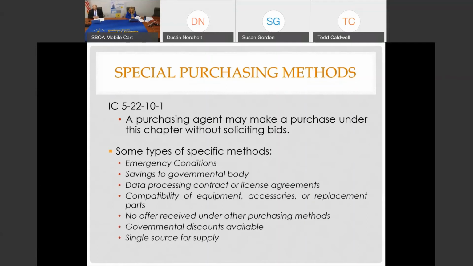If there were no offers received under other purchasing methods, when the market structure is based on price, but the government is able to receive a discount to the established price, and if there is only one single source for the supply. Those are the main ones. So you want to look at all of 5-22-10-1 to see what the others are, but those are the ones I think we've experienced the most and seeing.